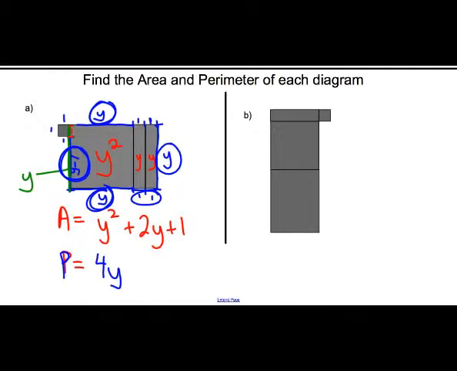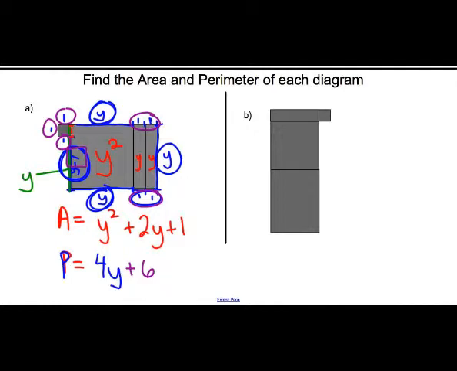So we have all these 1's that we're going to add up. And let's see, we have a total of 3, 4, 5, 6, 7. But we have to take away 1. So we have 6. Only 6 1's. And that's the perimeter of this shape. Okay? So we're looking for the outside, and we're going to take away what we got covered up.